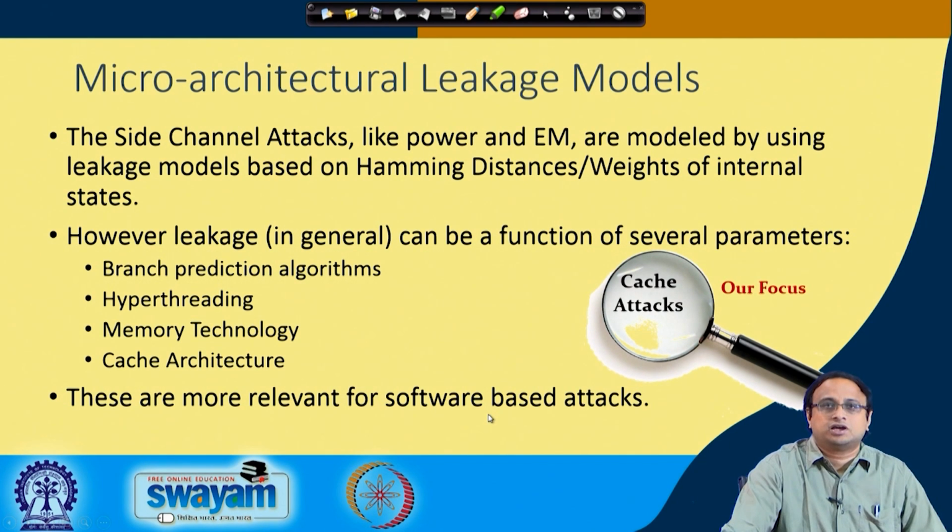On the other hand, leakage in computing systems can be a function of several parameters. For example, it could be because of the branch prediction algorithms, hyperthreading, your memory technology, your memory hierarchy, or the cache memory architecture, and there are so many other things which can have a direct impact on microarchitectural leakages. So our focus in today's talk is primarily on cache attacks, and in particular on the timing channel which is created due to the existence of cache memories.